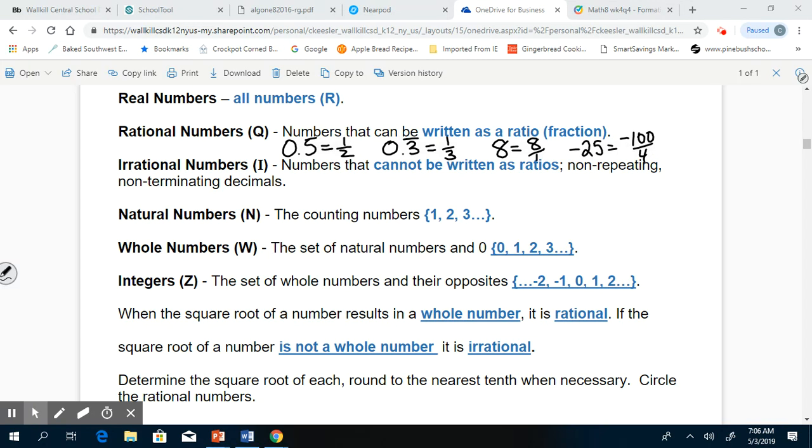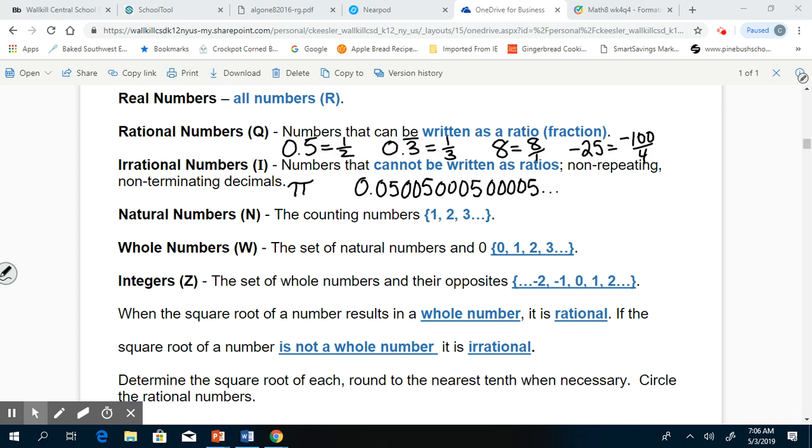Irrational numbers, on the other hand, represented by the letter I, are numbers that cannot be written as ratios. Those are non-repeating, non-terminating decimals. So things like pi, for example. Pi is that symbol for 3.14159, which helps us work with circles. That number would keep on going and going, never stop, never repeat. Therefore, it is irrational. Another example would be something like 0.05000500050005. It looks like it has a pattern, but it's not really repeating. So that one is irrational.